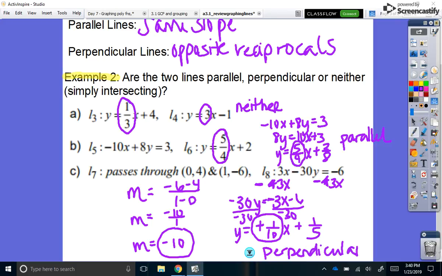So if you're asked if the lines are parallel, perpendicular, or neither, put the lines in slope-intercept form or find the slope and then just compare. Same slope is parallel, opposite reciprocal slopes are perpendicular. If you don't have either of those, then you're just going to say that it's neither.